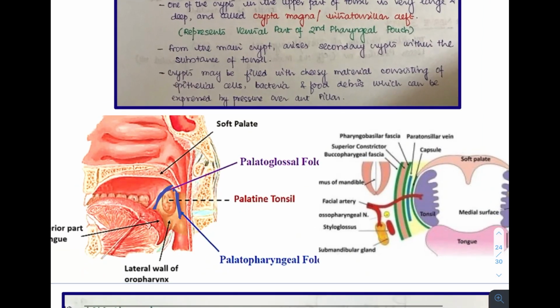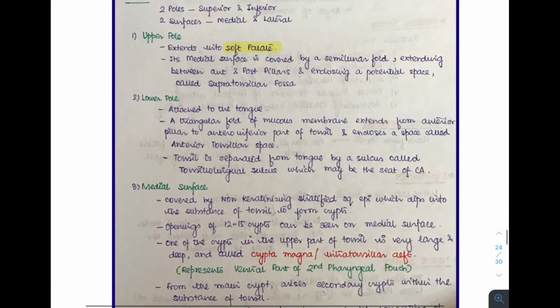As you can see at the upper pole over here, a semilunar fold of mucous membrane extends from the anterior pillar to the posterior pillar. Hence, the place just below that houses a space called the supratonsillar space.